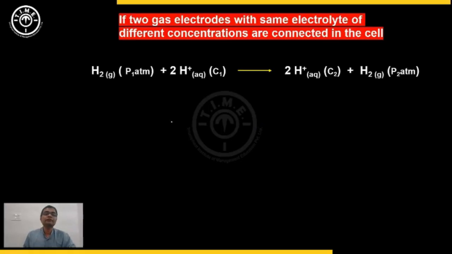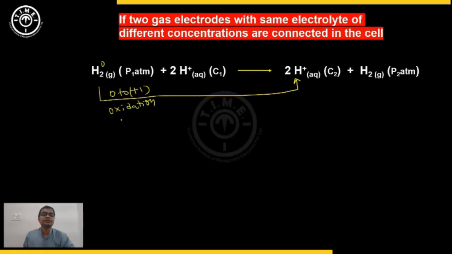Next, if two gas electrodes with the same electrolyte of different concentrations are connected in the cell. Observe here, both are gaseous electrodes with the same electrolyte at different concentrations. Both are hydrogen gas electrodes only. Here hydrogen gas is oxidized to H plus ion, the oxidation state changing from 0 to plus 1. Increasing of oxidation state is called oxidation. Oxidation takes place at anode.